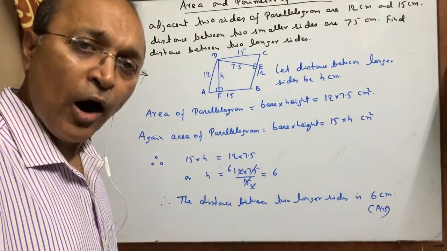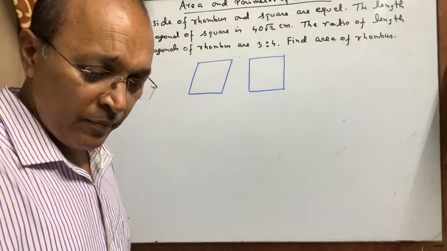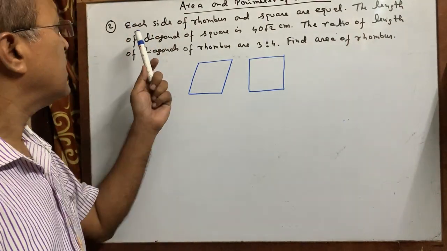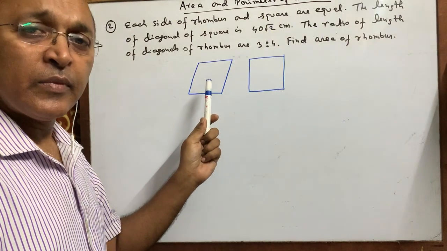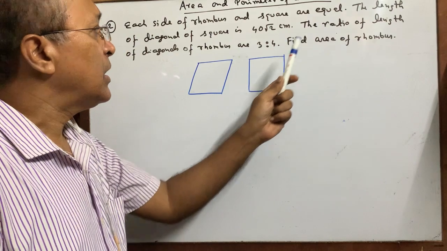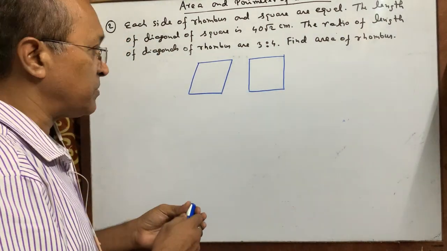I will be back with another very good problem. Here is another very good problem. Please go through the problem very carefully. Each side of rhombus and square are equal. There are one rhombus, one square. The length of diagonal of square is 40 root 2 centimeter.